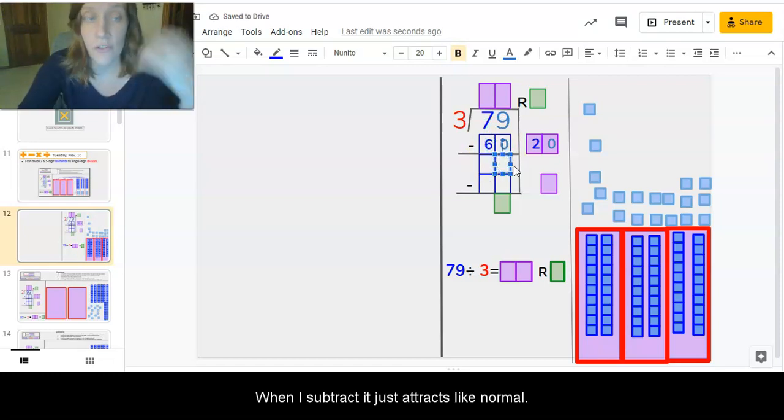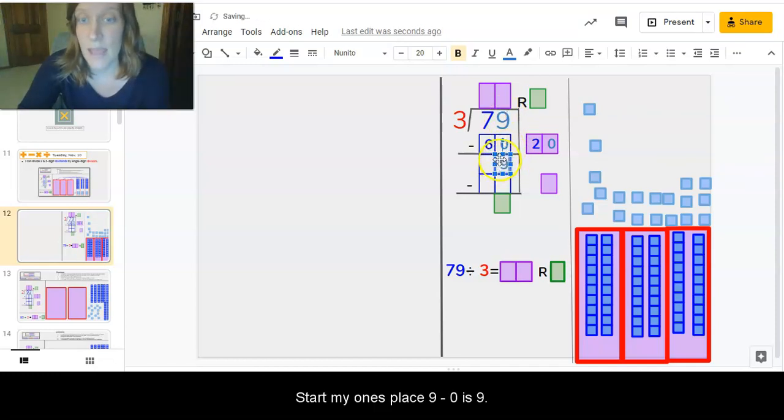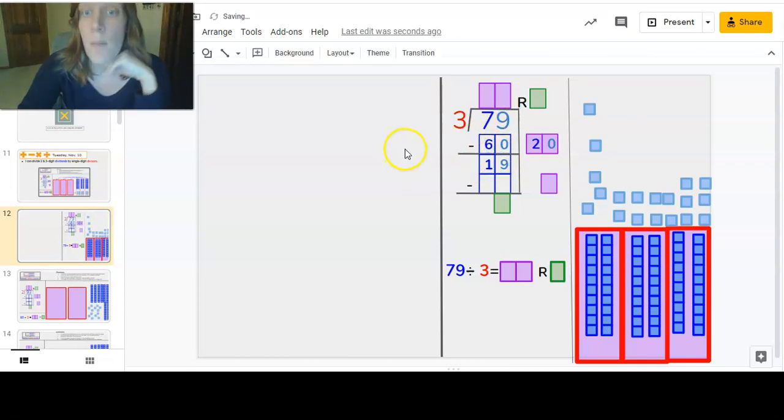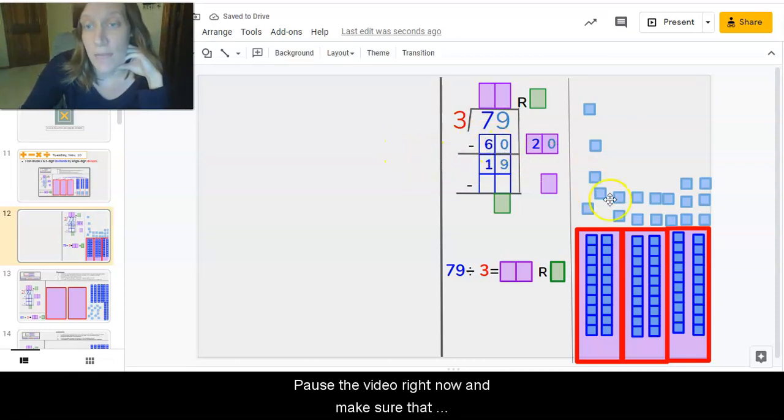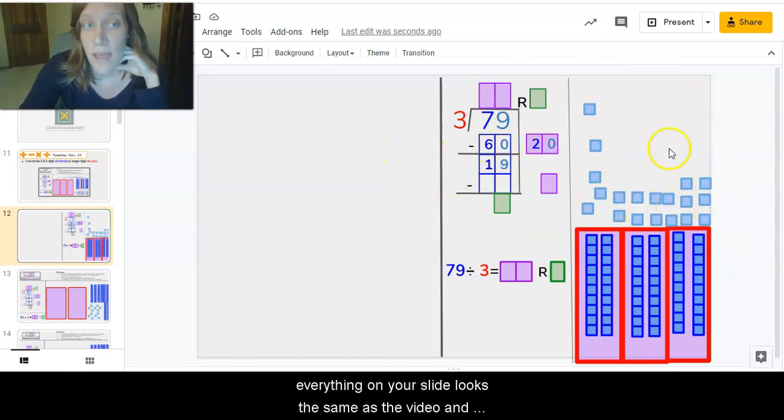Now when I subtract, I just subtract like normal. Start in my ones place. 9 minus 0 is 9. 7 minus 6 is 1. Pause the video right now and make sure that everything on your slide looks the same as the video, and then we are going to move on to our ones place.